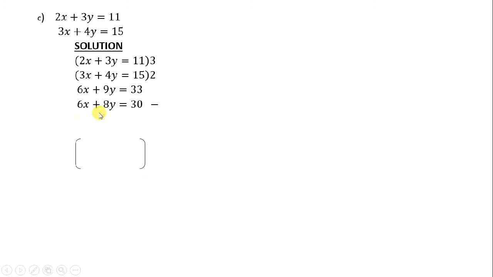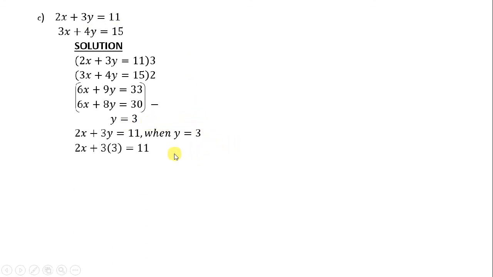So now, since the coefficients now are the same and the signs are the same, what are we going to do? We'll subtract. When we subtract 6x minus 6x, we are going to get a 0. 9y minus 8y will get 1y. And 33 minus 30 will give us a 3. Therefore, y is equals to 3. But is this complete? No. We are saying 2x plus 3y is equals to 11. We'll pick the first equation and substitute the value of y to solve for x.